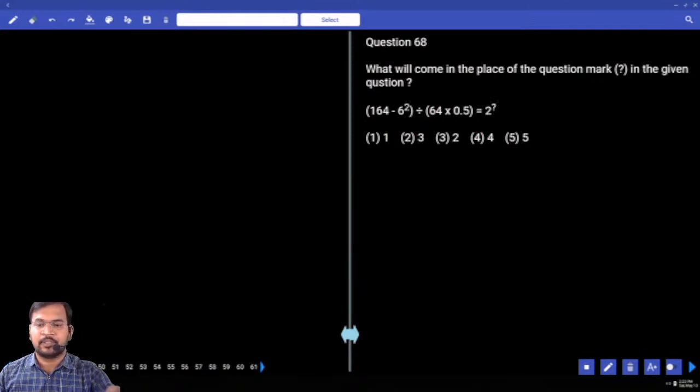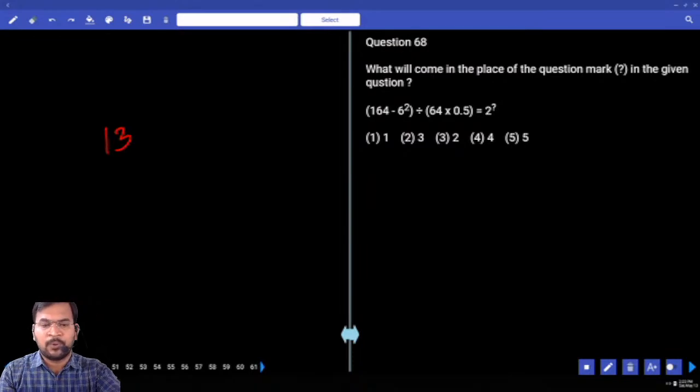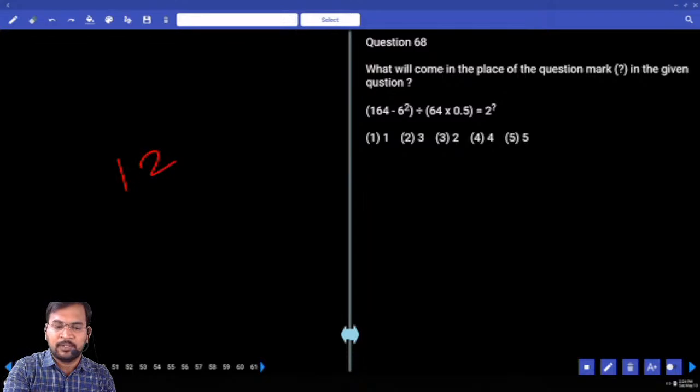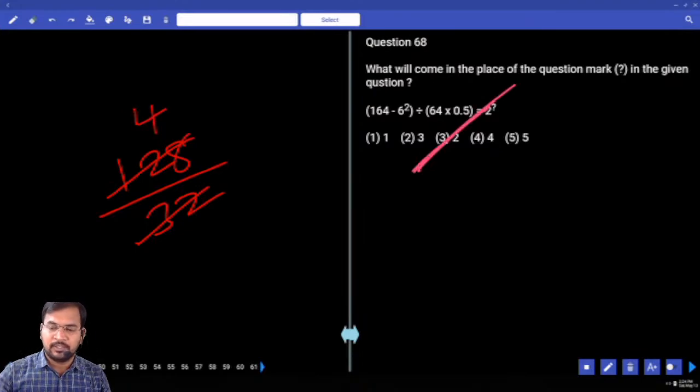Next one now. 164 minus 36, how much? 128. 128 by 32, how many times does 32 go? So 2 square is 4. Your answer is 3.